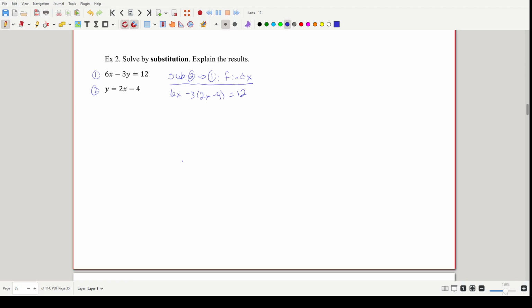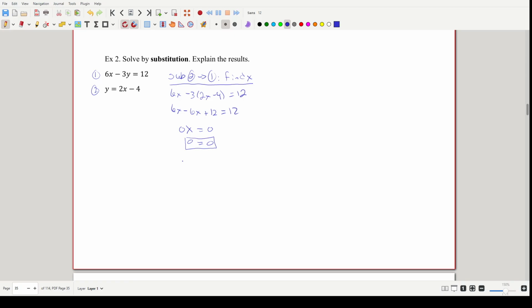All right, let's do some work. So we have 6x minus 3 times 2x, so minus 6x. Negative 3 times negative 4, so that's going to be plus 12, is equal to 12. Now, 6x minus 6x, well, that's 0x. And we got to bring the 12 over to the other side. So when we do that, we have 12 minus 12, which is 0. But 0 times anything is 0. Well, we end up with a situation of 0 is equal to 0. You know what? That is true, but it doesn't tell us anything about the variables. What we have here is a situation that is always true.